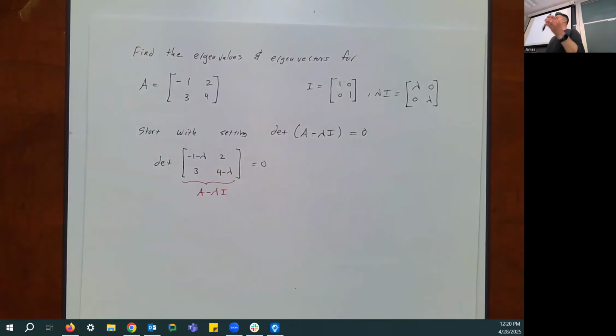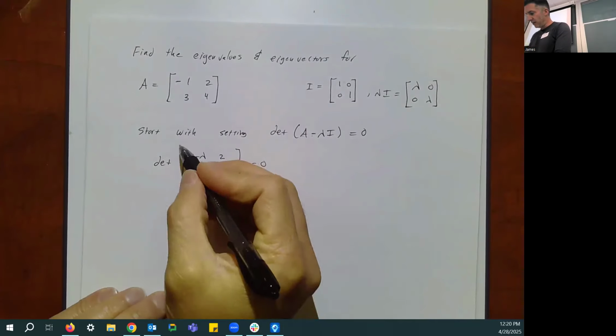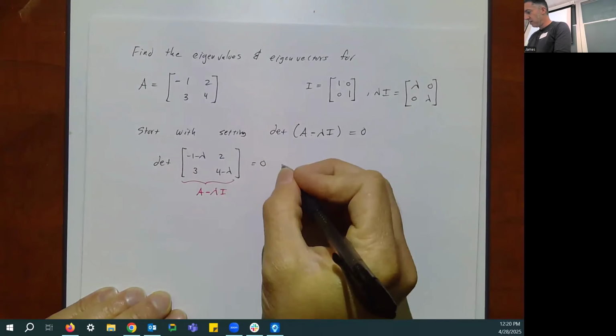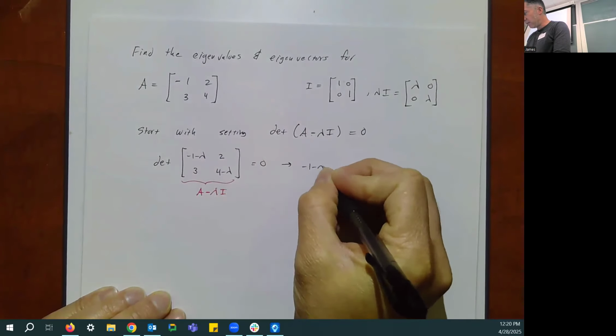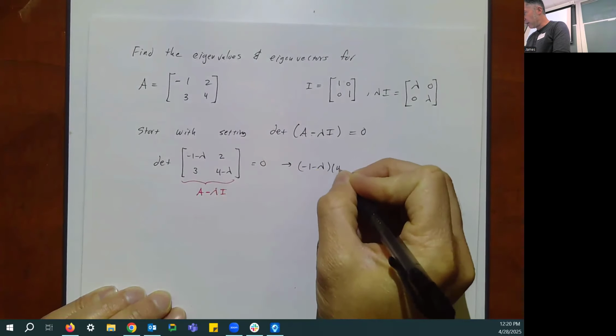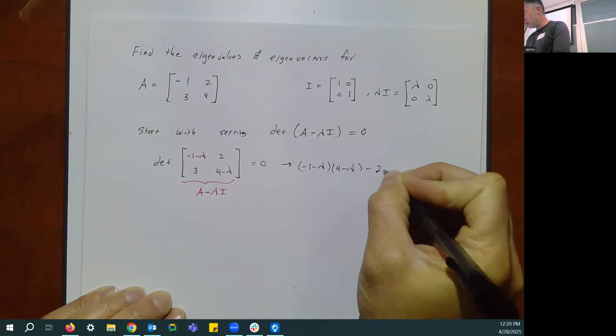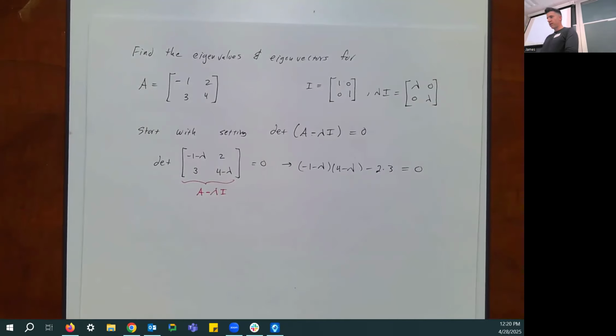For 2x2 matrices, the determinant's really, really easy. It's just the product of the diagonal things minus the product of the off-diagonal things. So it's that times that minus that times that. So we're going to have -1 minus lambda times 4 minus lambda minus 2 times 3 equal to 0.